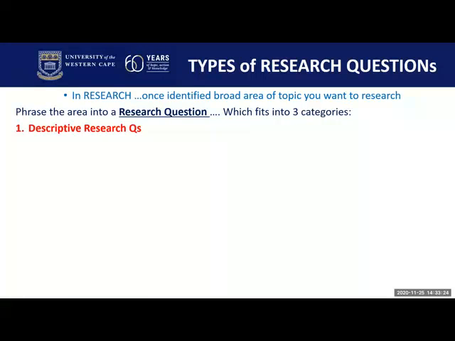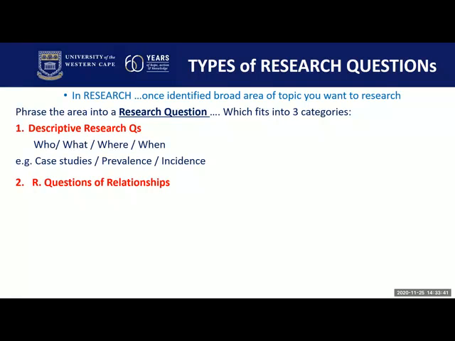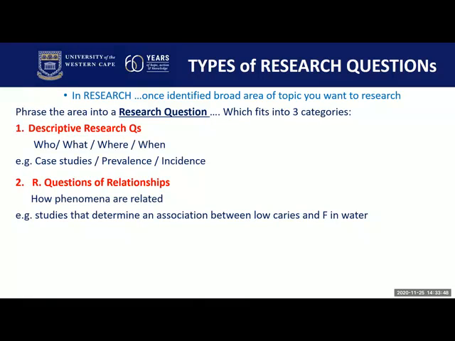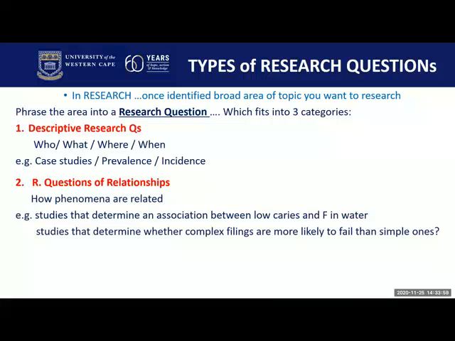The first step would be developing a descriptive research question. And a descriptive research question would answer questions like who, what, where, and when. And the kinds of studies you would do here would be your prevalence studies or your incidence studies or even just case studies. The second type of research question that you do get is a question of relationships. How phenomena are related. For example, studies that determine association between low caries and fluoride in the water. So you want to establish that. You want to determine that. Studies, for example, that determine whether complex fillings are more likely to fail than simple ones. That's another example of questions of relationships. These kinds of research questions provide useful information when planning for practices.